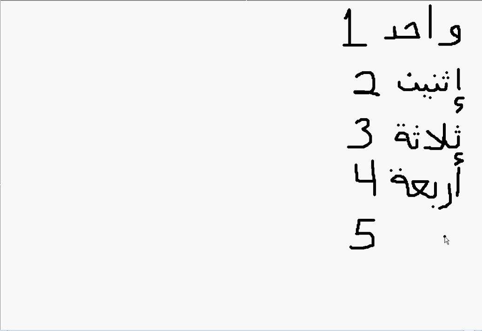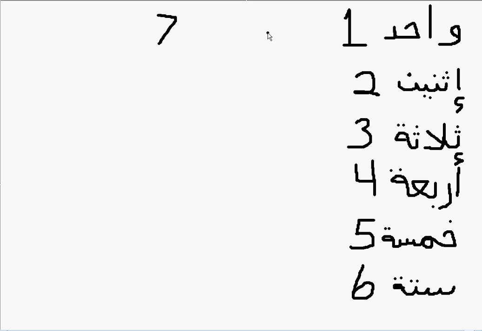Okay, number 5 is خمسة. This is a kha, meem, which is just a circle whenever it's in a word. Sa, and ta marbuta. 6 is ستة. And this was always easy for me to remember because it starts with an S and it's 6. It sounds kind of like 6. ستة, sin, ta, and ta marbuta.